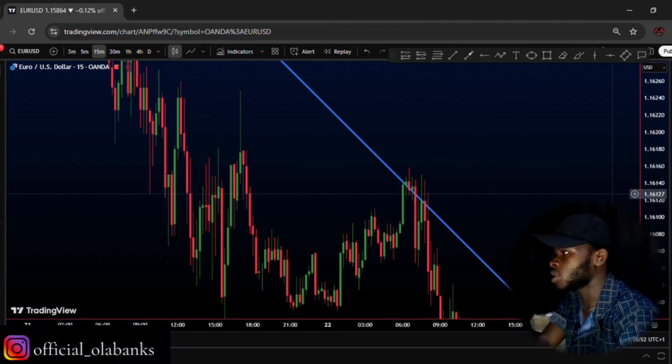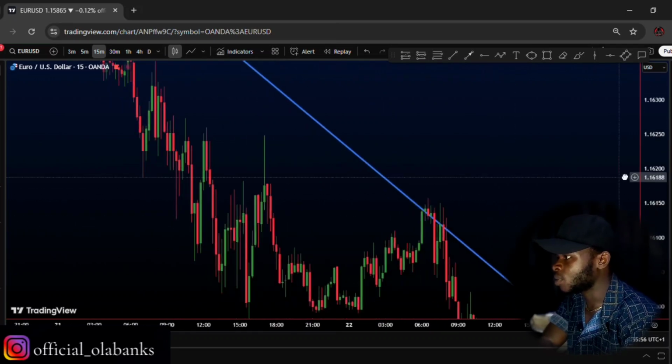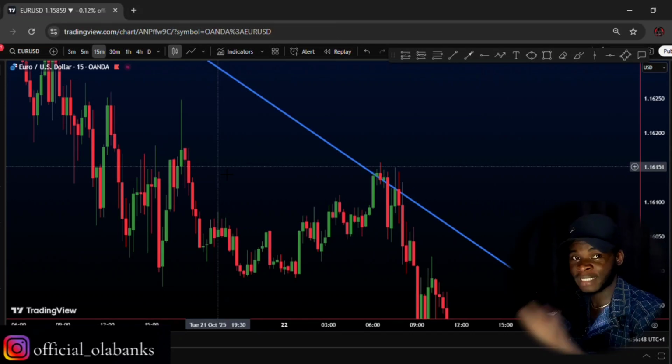That's our bias. Two is looking for... and the third one is looking for possible reversal zones or levels, which we did on the higher time frame, and we are still going to repeat the same thing on the lower time frame. Now, how I did that was, the trend line is here. Now I want to look for a possible reversal zone.